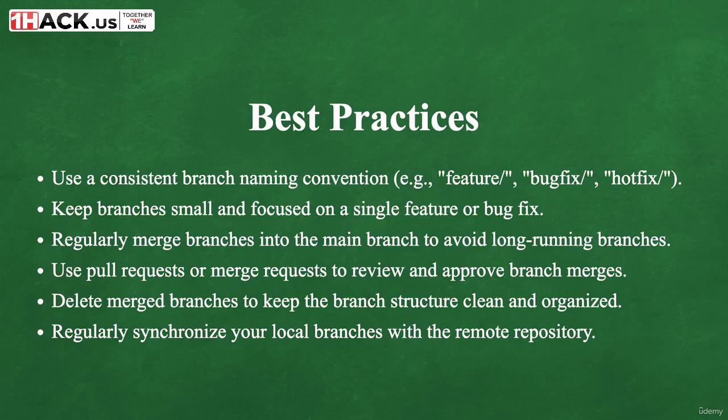Second, keep your branches small and focused on a single feature or bug fix. Avoid creating large, long-running branches that encompass multiple unrelated changes. Smaller branches are easier to manage, review, and merge back into the main branch. Third, regularly merge your branches into the main branch to avoid long-running branches. This helps to keep the codebase up to date and reduces the risk of merge conflicts.